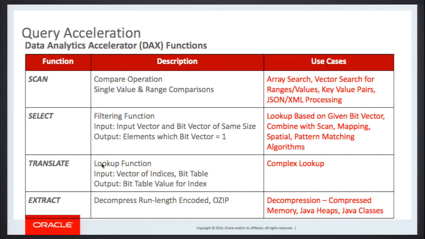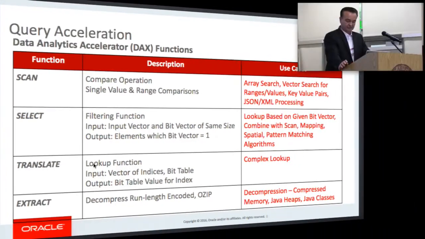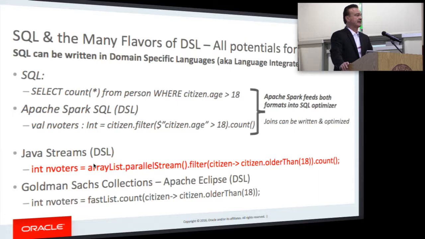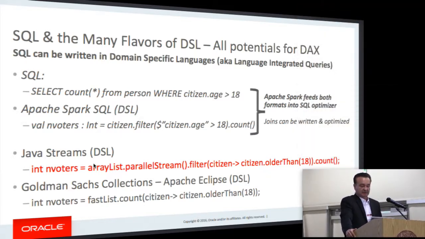We can do selections, filtering functions. We can do lookups to do translations, and of course the accelerator also does extractions, which is a decompression operation. So it's not only used for the database, which is one of our initial uses for it. We work closely with the Oracle database team. It can actually be used with domain-specific languages, for instance like Java Streams, that's one example you'll see here, as well as some others.